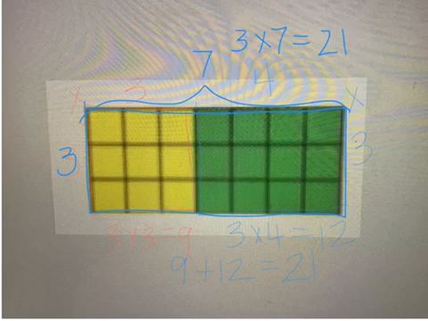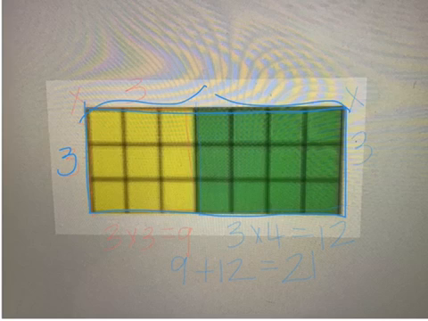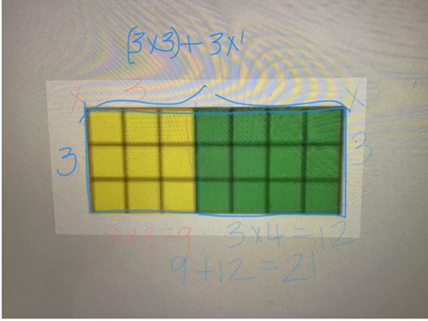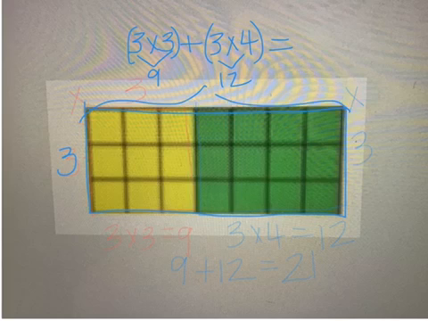When we use addition and multiplication to solve, I'm just going to erase some of this. This is what it looks like when you use both addition and multiplication to solve the area. It would be 3 times 3 in parentheses plus 3 times 4 in parentheses, and then you know that 3 times 3 is 9, 3 times 4 is 12, and that would equal 21. So that's how you would show it in an addition and multiplication sentence.